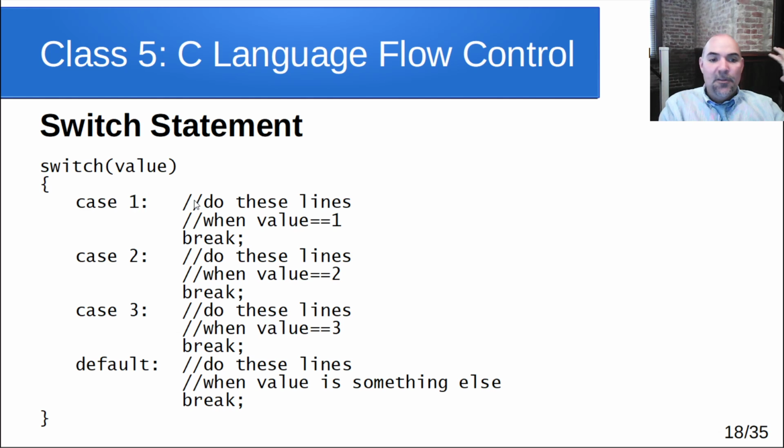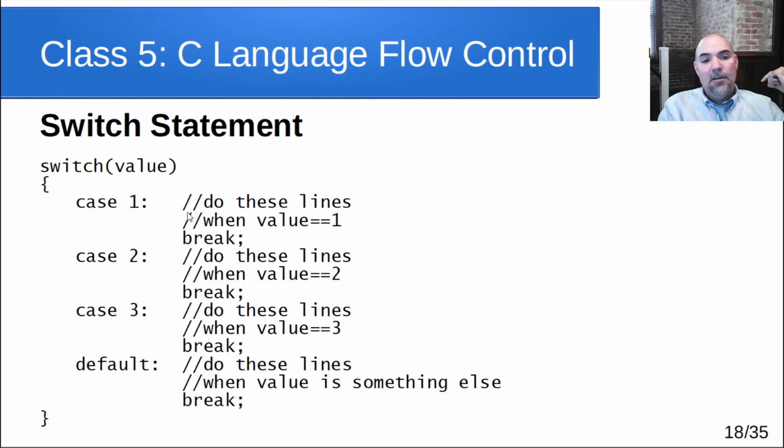In other words, it'll execute the lines associated with this case 1 label if this variable or this expression matches that value. And it will do this one if this matches that value. So this gives me the ability to say: if value is 1, do this. If value is 2, do this. If value is 3, do this.